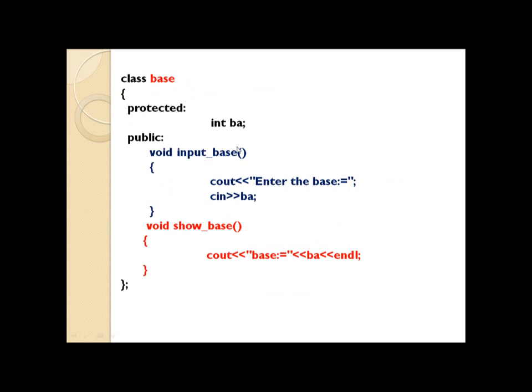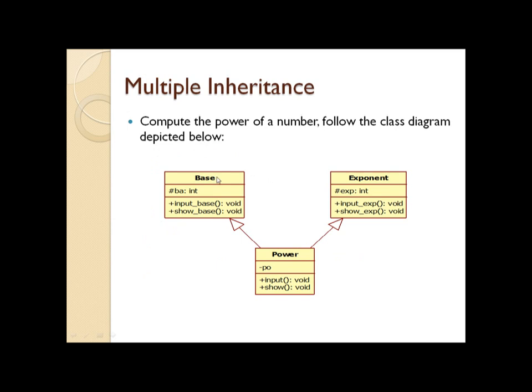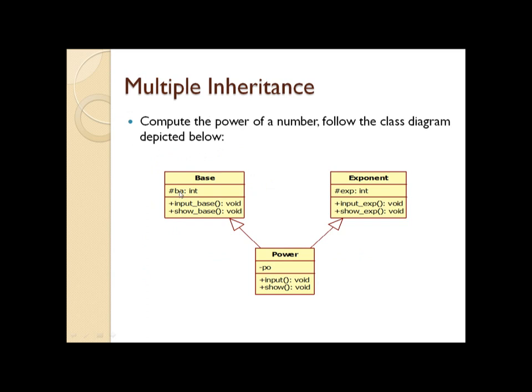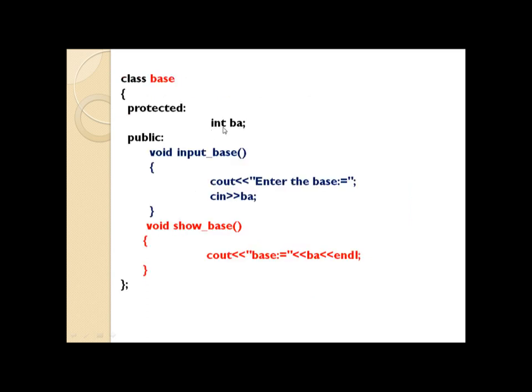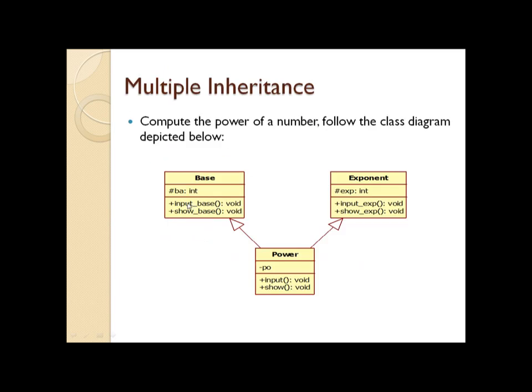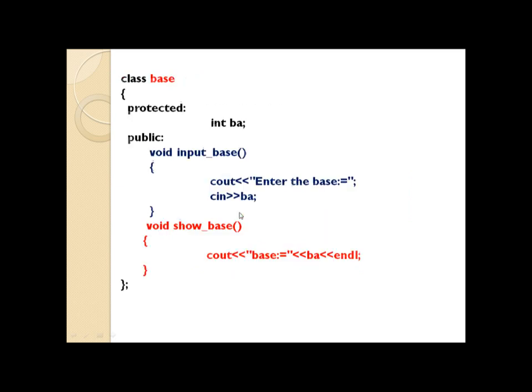The first class is written in C++ as class base. Here you can see the name of the class is base. In the protected section there is a variable BA of integer type. In the public section of this class we have taken two functions: input_base, whose return type is void, and show_base, whose return type is again void. Input_base will accept a value for BA, and similarly show_base will display the value of BA.